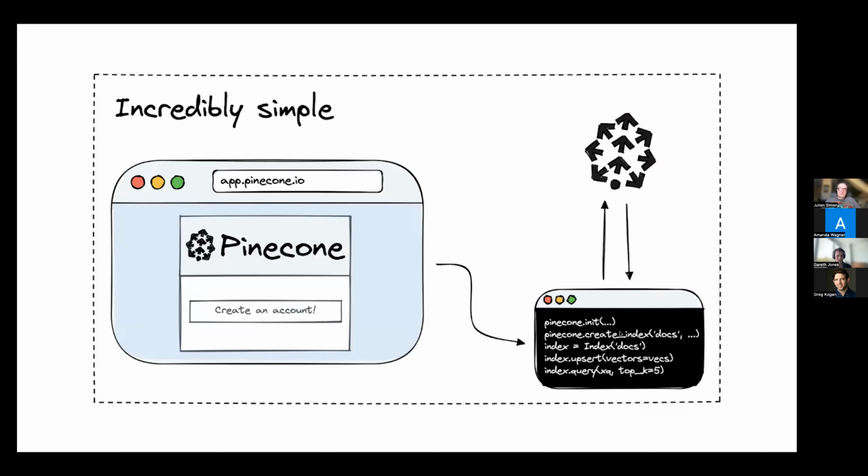You're going to initialize a Python client that connects to your account. You're going to be able to, in one line, create an index, select that index, upsert vectors, and query with new vectors, like new queries from users. So it's very, very simple to get started with.